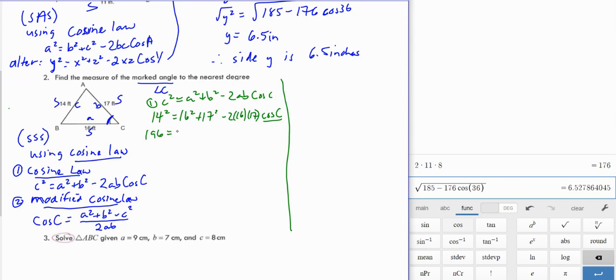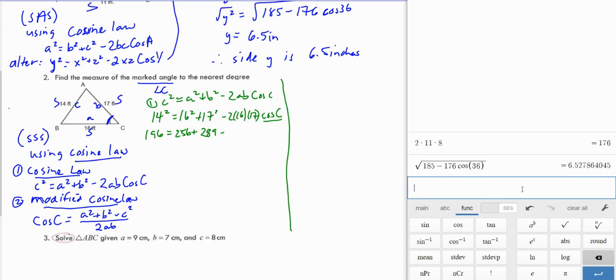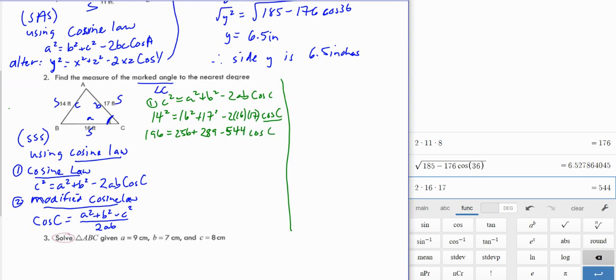16 squared is 256. Again, you can use your calculator, obviously. 289 minus, now what's this going to be? I do have to try that on the calculator. So 2 times 16 times 17 is 544 cos C.